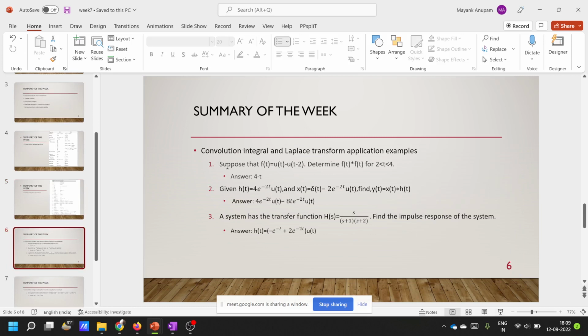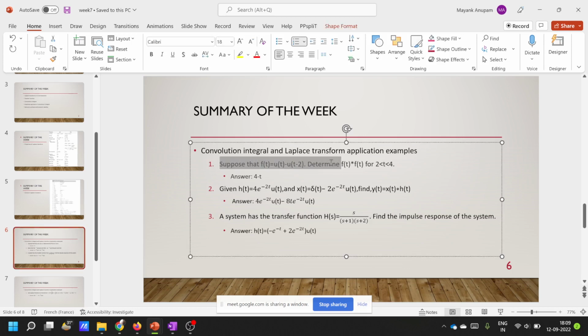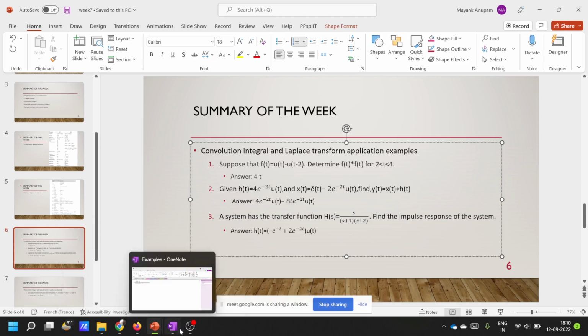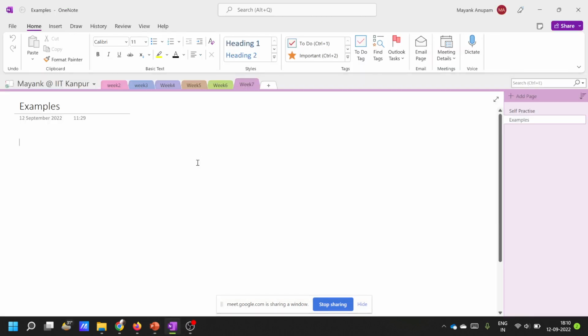This is visible, right? The first question is this one. Suppose that f of t is equal to u of t minus u of t minus 2. Determine f of t convolve with f of t for t between 2 to 4. So let's write this question here.